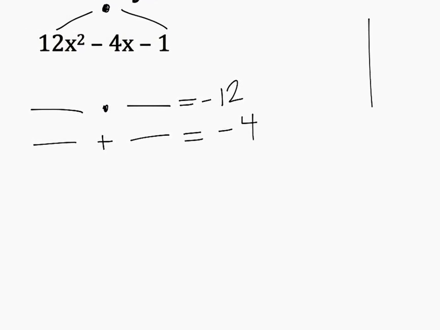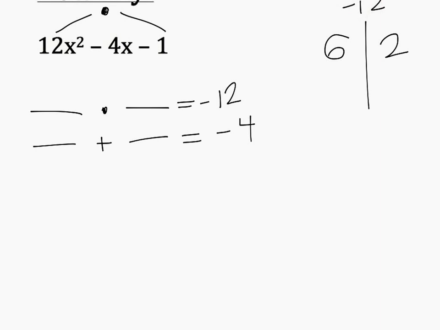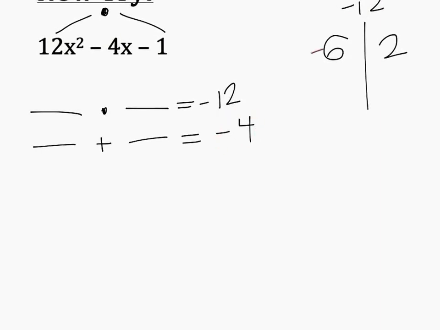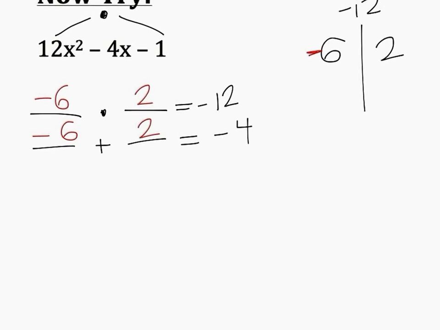So what multiplies to give me negative 12 and adds to give me negative 4? I'm thinking of 6 and 2. 6 times 2 is 12. Now one of them has to be negative because I have a negative 12. If I add them, they have to give me a negative 4, so the 6 should be the negative. Let's try. Negative 6 times 2 is negative 12, and negative 6 plus 2 is negative 4. Exactly the same as the grouping method. Now, what happens next is different.